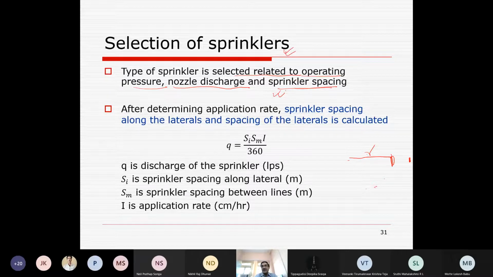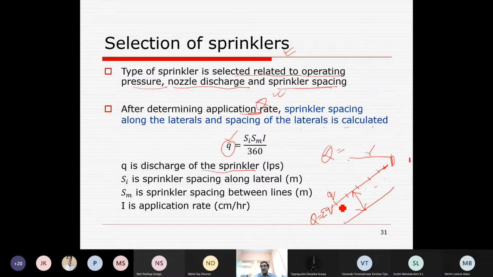After determining application rate, that is Q previously, sprinkler spacing along the laterals and spacing of the laterals is calculated. So simply q is the discharge from the individual sprinkler, that is again in liter per second. Capital Q is the total capacity. We have a lateral and suppose n number of sprinklers are fitted at equal interval, right? So we need to find out what is the discharge of individual sprinkler to make Q equal to summation of q. So for individual sprinkler spaced along the lateral, what is the spacing between two laterals and what is the spacing between two sprinklers.